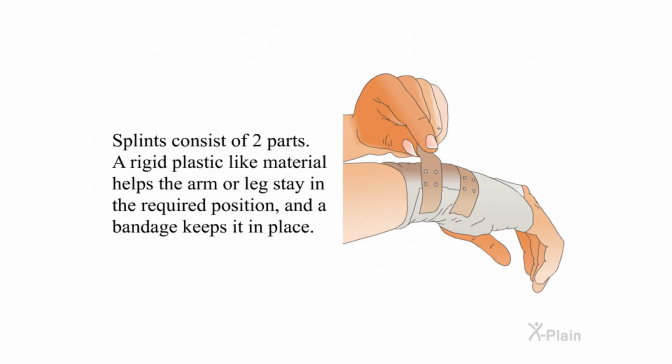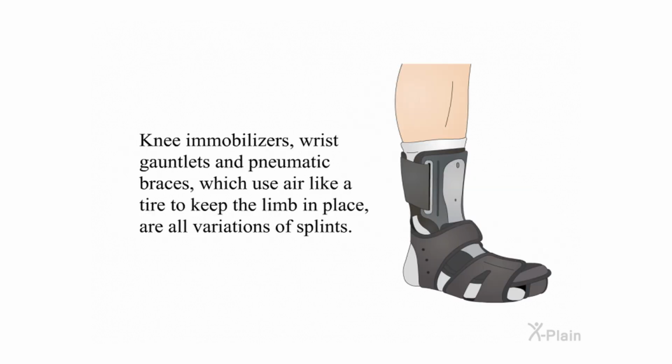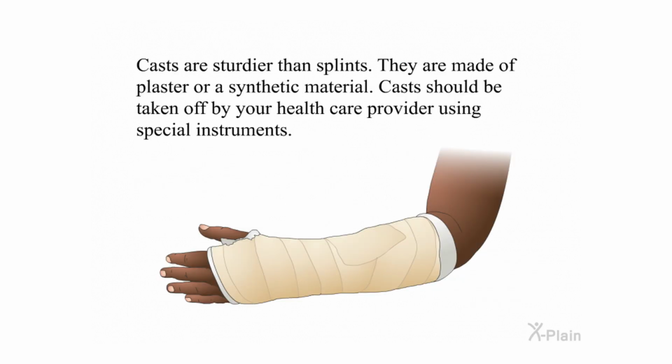Splints consist of 2 parts. A rigid plastic-like material helps the arm or leg stay in the required position, and a bandage keeps it in place. Knee immobilizers, wrist gauntlets, and pneumatic braces, which use air like a tire to keep the limb in place, are all variations of splints. Casts are sturdier than splints. They are made of plaster or a synthetic material. Casts should be taken off by your healthcare provider using special instruments.